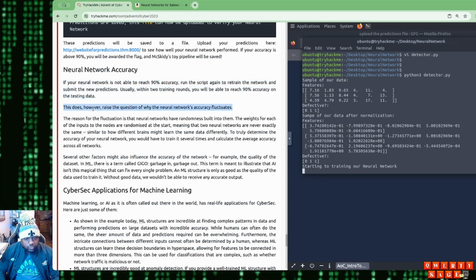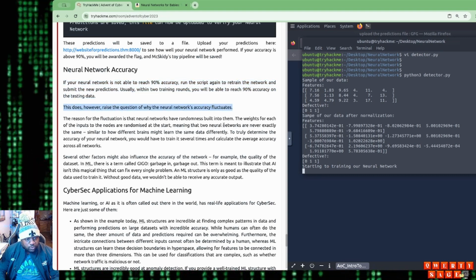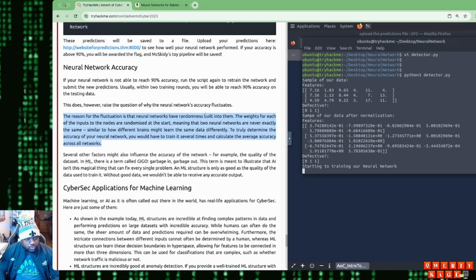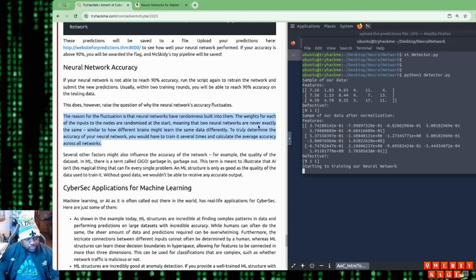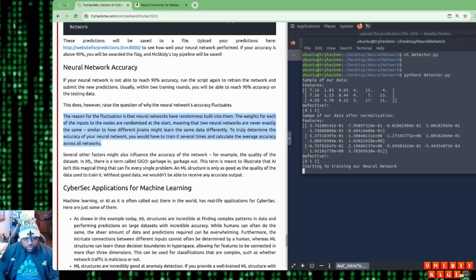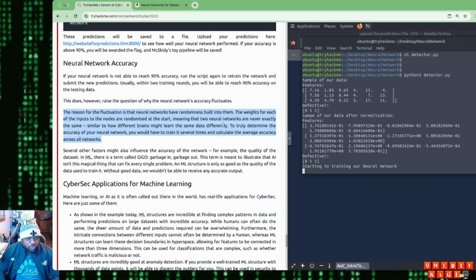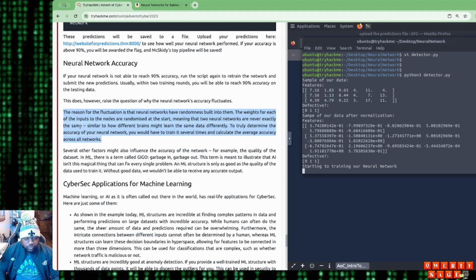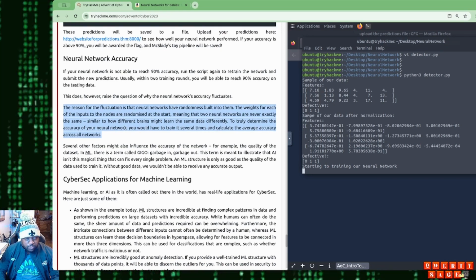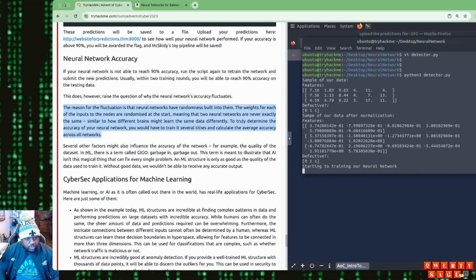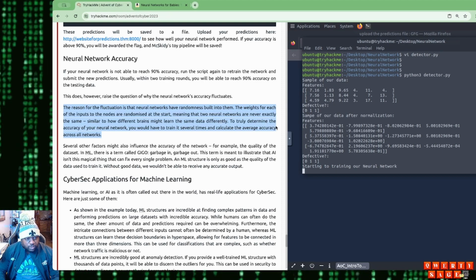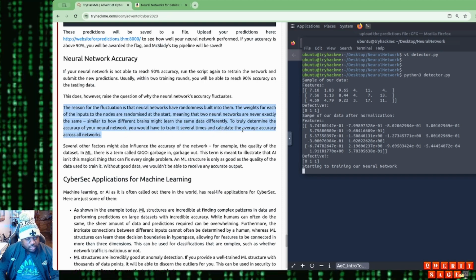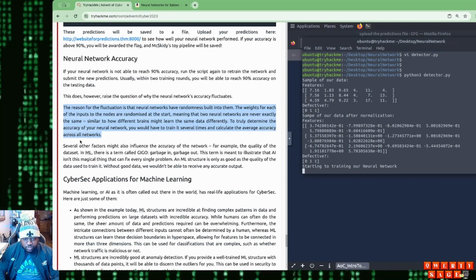This does, however, raise the question of why neural networks' accuracy fluctuates. The reason for fluctuating is neural networks have a randomness built in. The weights for each of the inputs are randomized at start, meaning two neural networks are never the same, similar to how different brains might learn the same data differently. To truly determine the accuracy of your neural network, you have to train it several times and calculate the average accuracy across all.